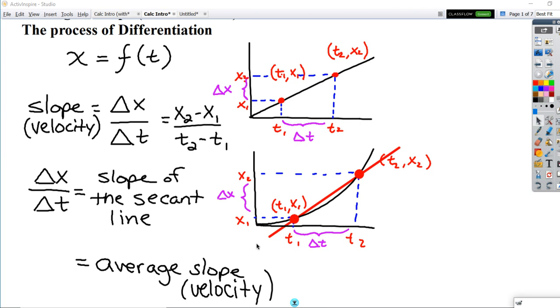This is the secant line. The slope of the secant line determines what is known as the average slope, or in this case the average velocity, if you're talking about a position versus time graph. It is not the velocity, it is not the slope, but an average which is representing just the time interval between t1 to t2.